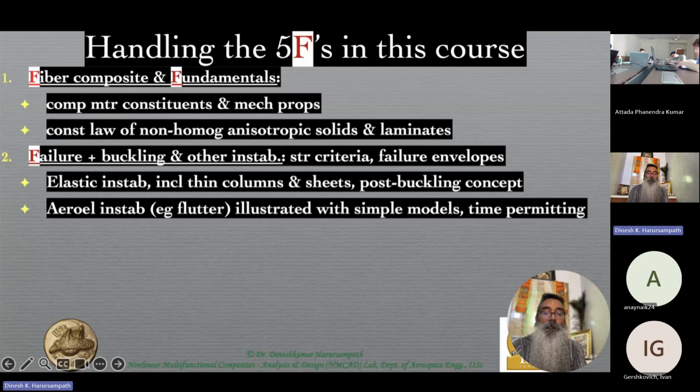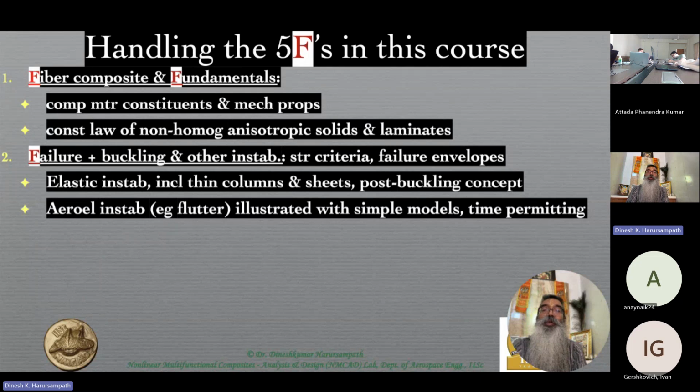Then, in order to deal with buckling, for example, the elastic instability, we'll look at thin columns and sheets and introduce the post-buckling concept, because this is commonly used. In other words, buckling is not a no-no as far as aerospace engineers are concerned. We will allow some of our structures, at least, to buckle, and fine, we will operate in the post-buckling regime because we want efficient structures.